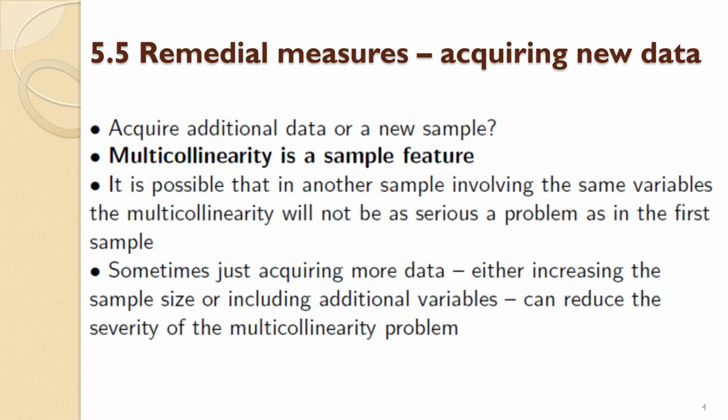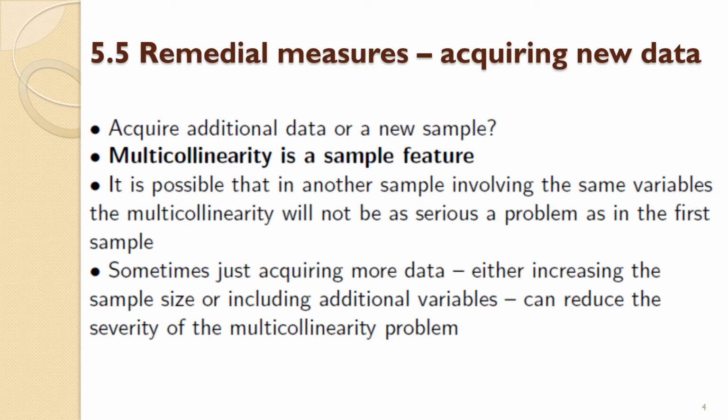An alternative remedy is just to simply acquire new data. So the basic idea is that if you acquire additional data or a new augmented sample, then the data set that you get from that will be much better. And remember that multicollinearity is a sample feature, which essentially means that it's to do with the imperfections of the data set you are actually able to collect. Okay, so if you do collect some more data, perhaps the data set will be better, and multicollinearity will not be as much of a problem.